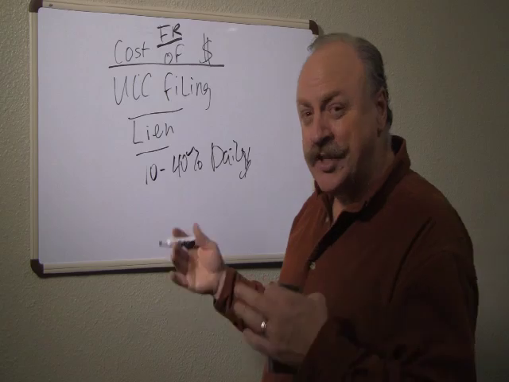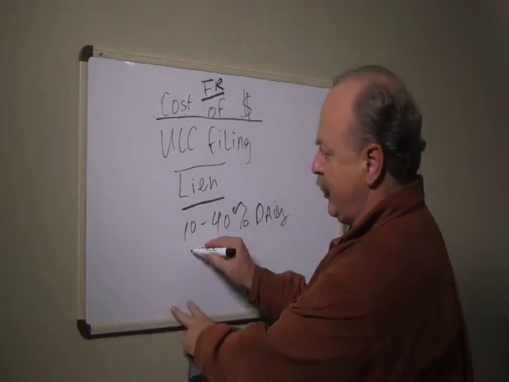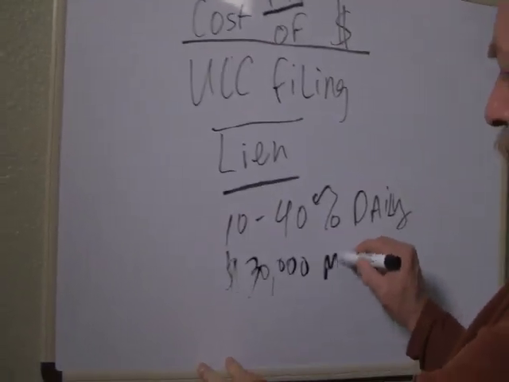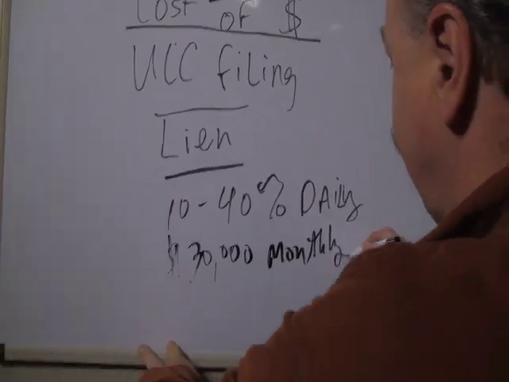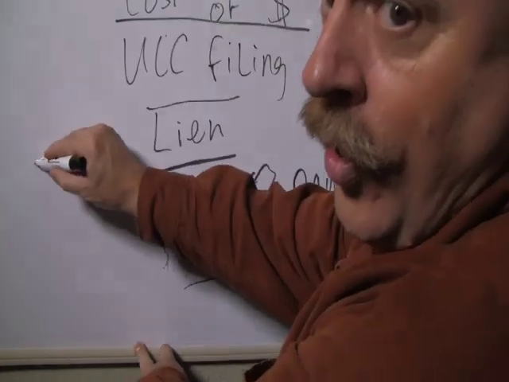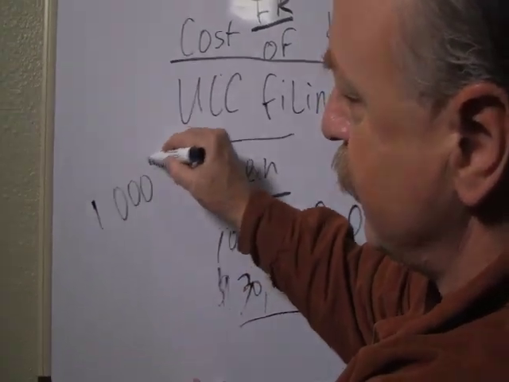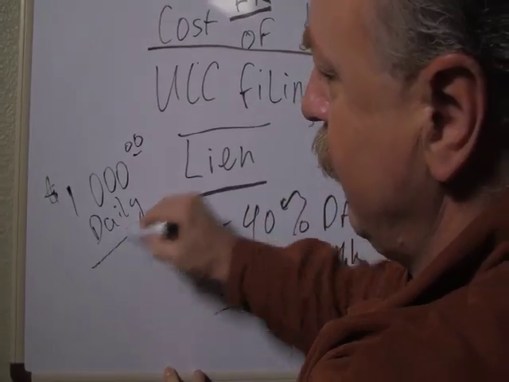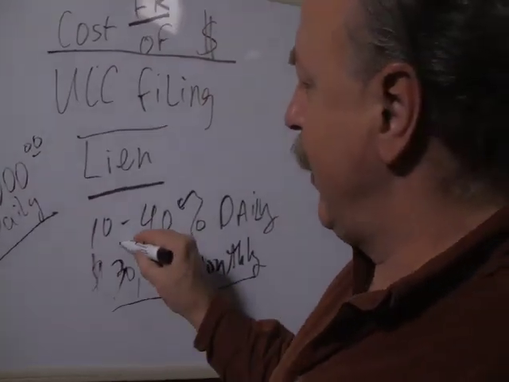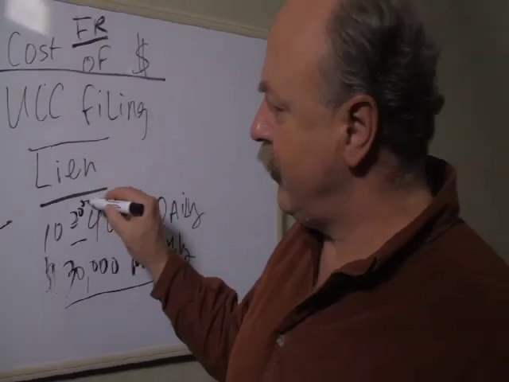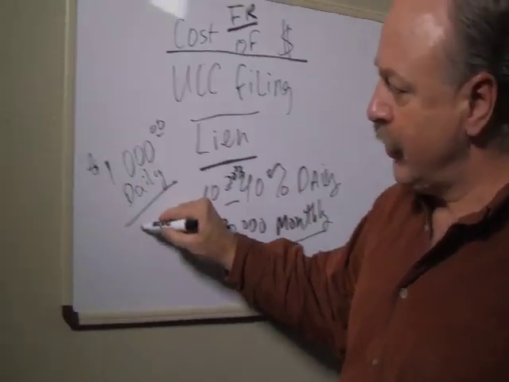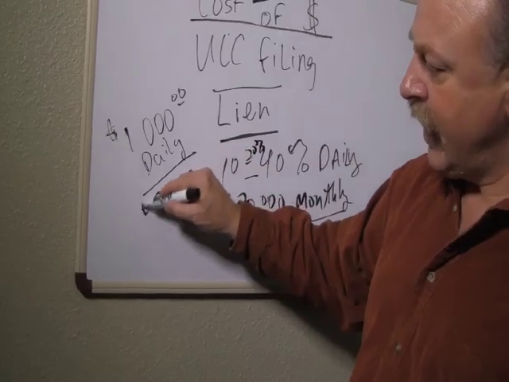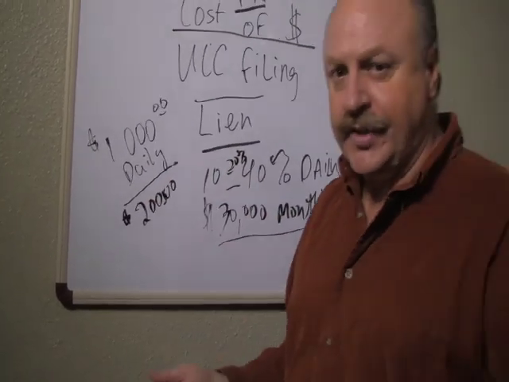of their daily receipts. So again, the business is doing $30,000 monthly or $1,000 daily. What we're going to take out of there, since we're going to take 20%, is $200 that day from the business owner.